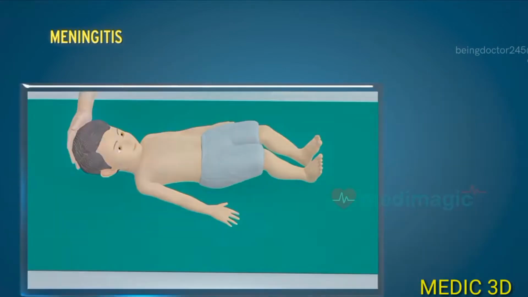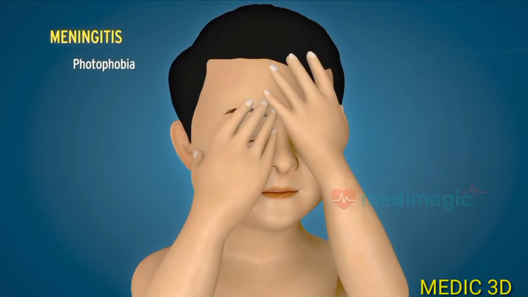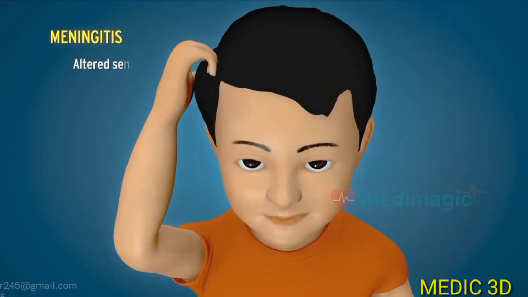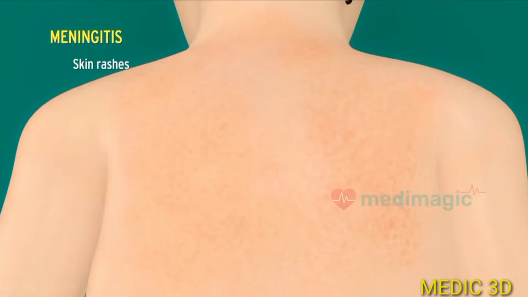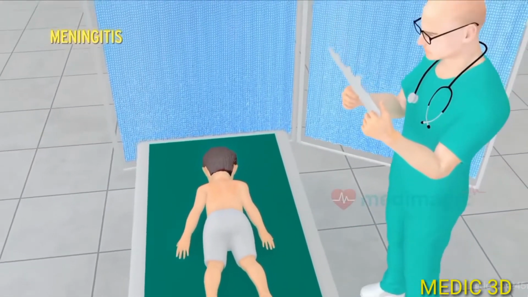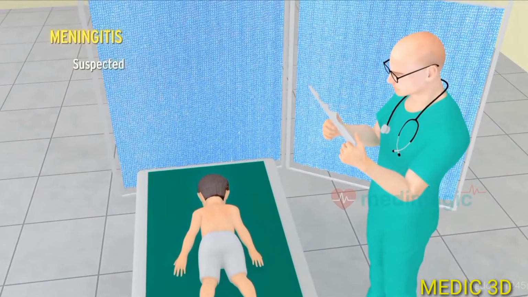He also showed photophobia, phonophobia, altered sensorium, skin rashes. Based on the observation of these symptoms, the doctors suspected this to be a condition called meningitis.